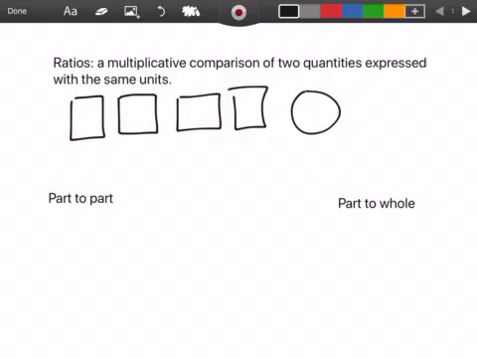All right, today we're going to talk about ratios. You've copied in your vocabulary words: ratio, part-to-part comparison, part-to-whole comparison, and equivalent ratios. So we're going to talk about those things and what they look like.